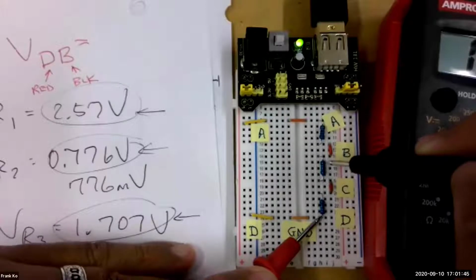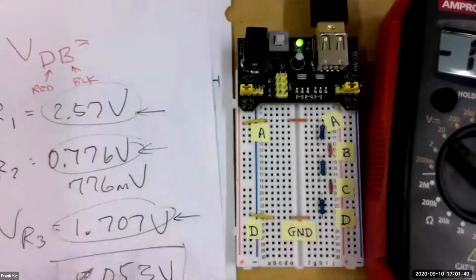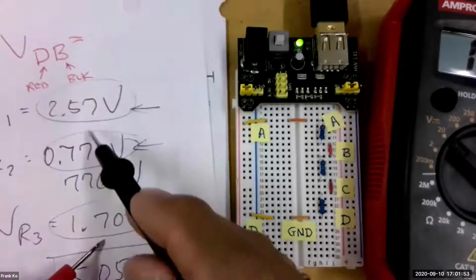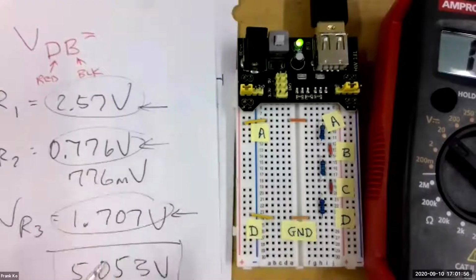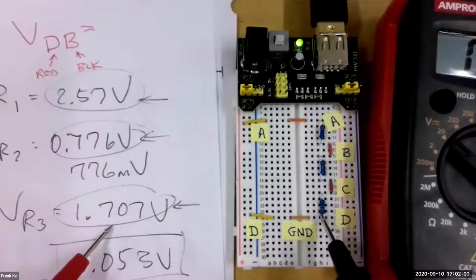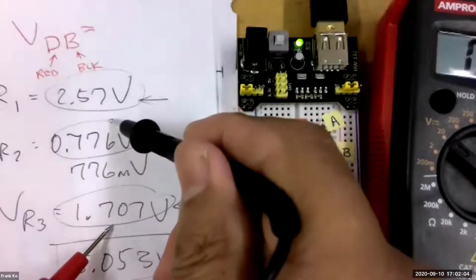What do you think we should have? Because we measured each of these before. Isn't this the voltage across the third resistor? Isn't this the voltage across the second resistor? And am I not putting the red probe at the bottom of this one and then the black probe at the top of this one? Is that what I'm doing?